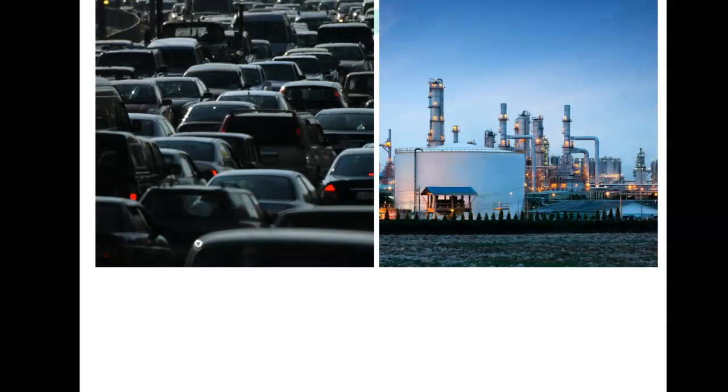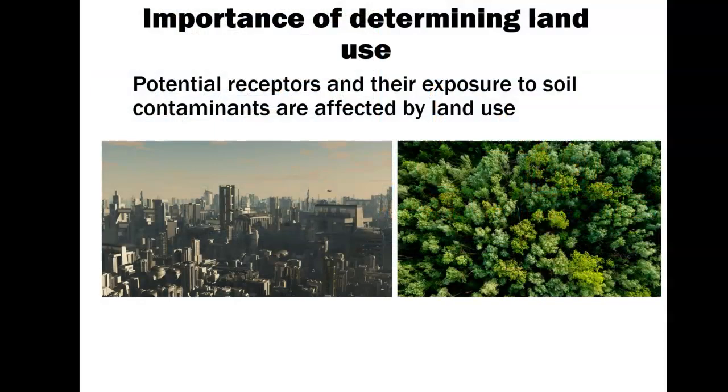For example, surface soils in urban areas that have variable levels of PAHs from cars can be considered background based on the definition, but a polyaromatic hydrocarbon contaminated site for an industrial activity is going to have a different background if it is on the industrial site rather than the urban site. And this is the importance of determining our land use.